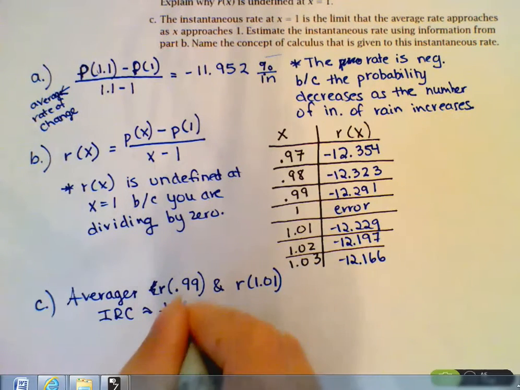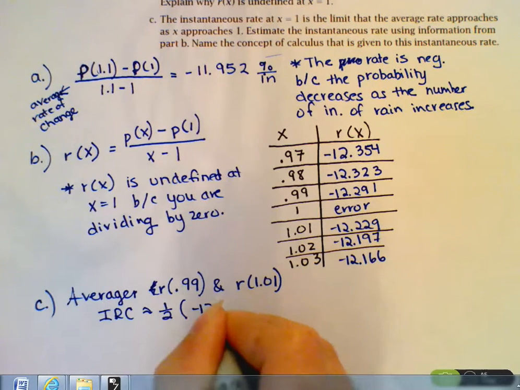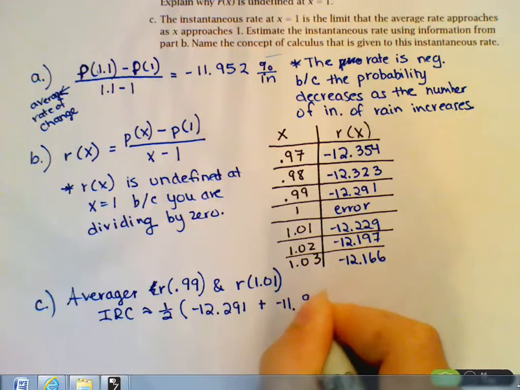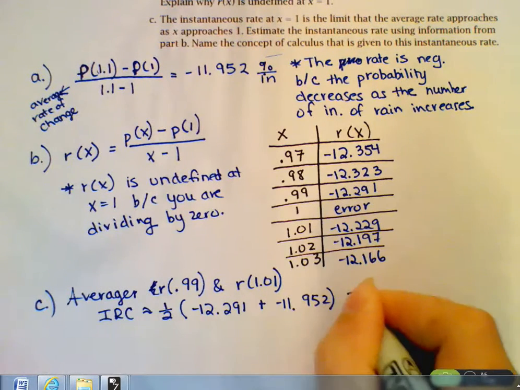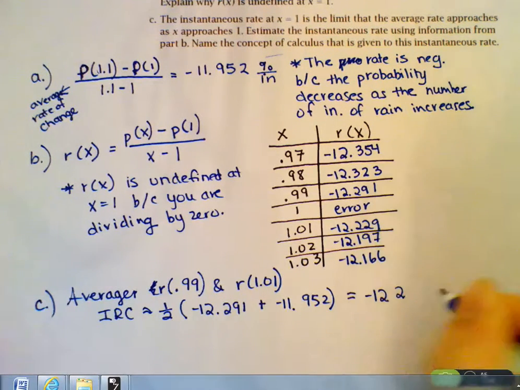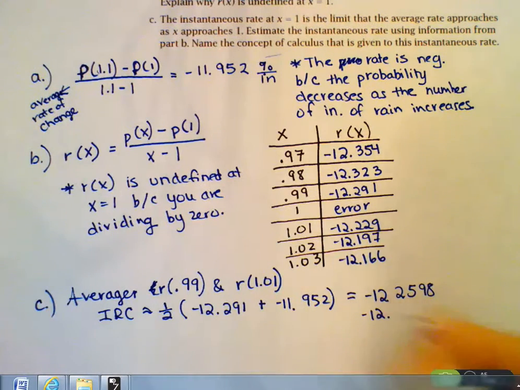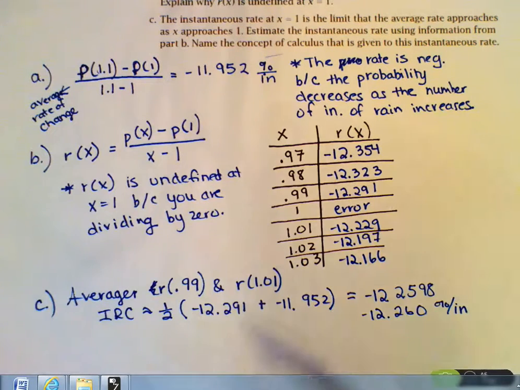This instantaneous rate of change is going to be approximately, I'm going to average the two together, approximately half of negative 12.291 plus negative 11.952. It's approximately negative 12.2598, so go ahead and round that to negative 12.260. And we are again measuring in percent per inches. And this instantaneous rate of change is called our derivative.